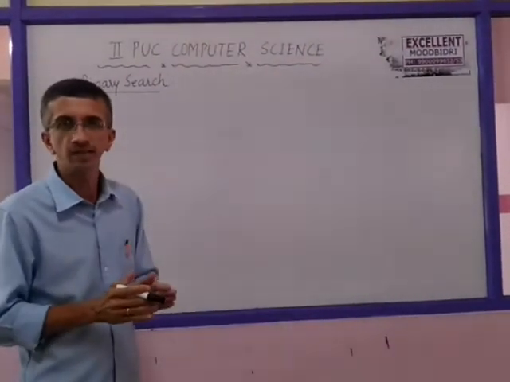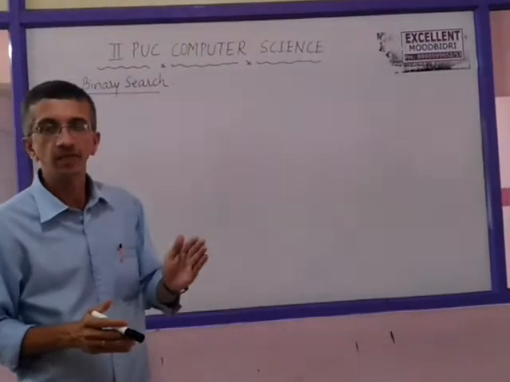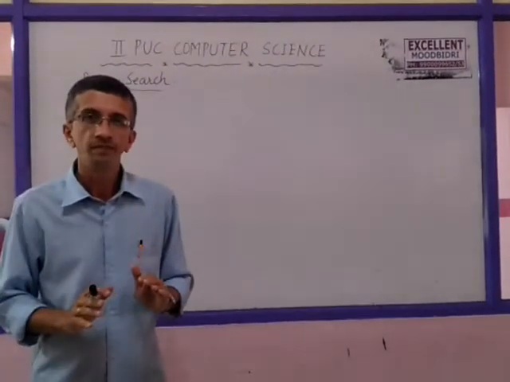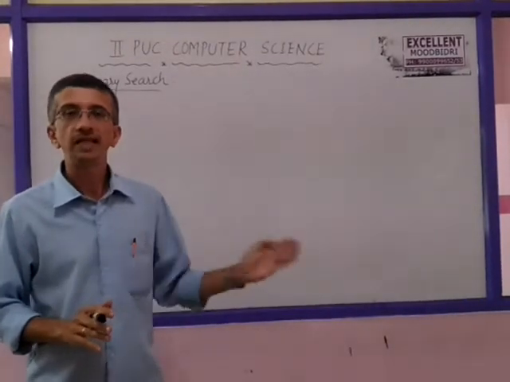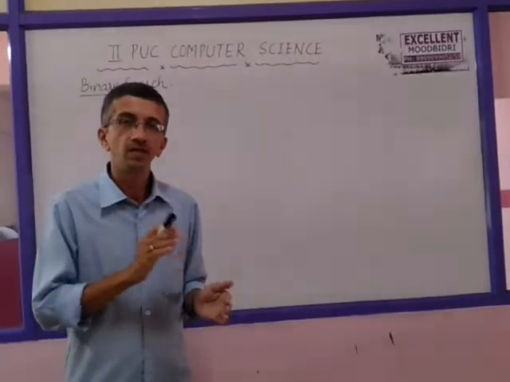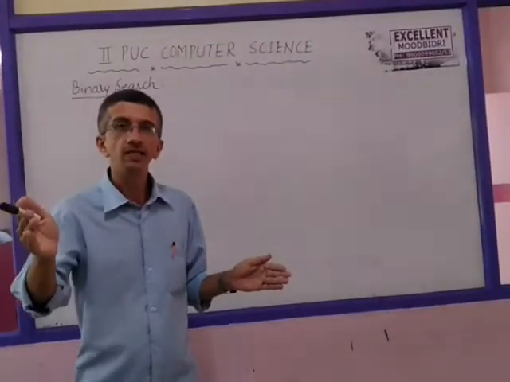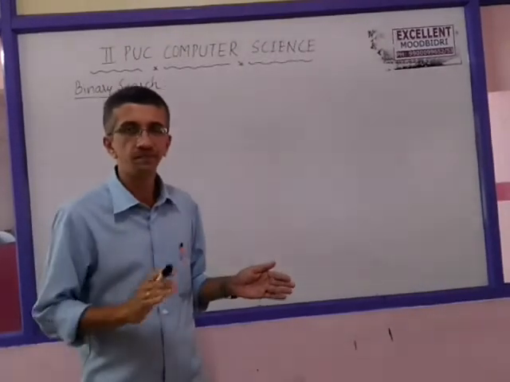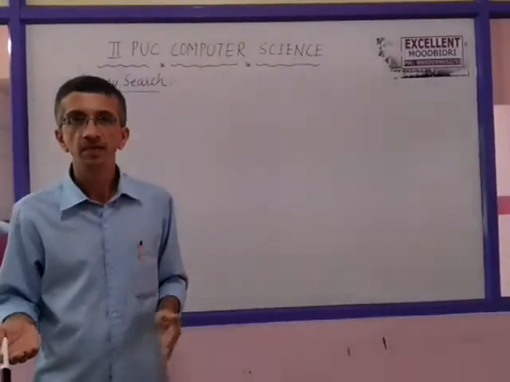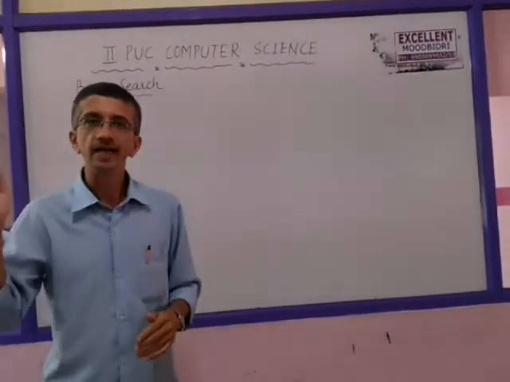Divide the array into two sections. Find out the middle item. Compare the search element with the middle item. If it is the middle item, the search stops there. If not, find out whether the search item is less than the middle item. If it is less, we search only in the lower half by changing the end to mid minus 1. In case the search item is more than the mid item, then the beginning is set as mid plus 1 and the end remains.